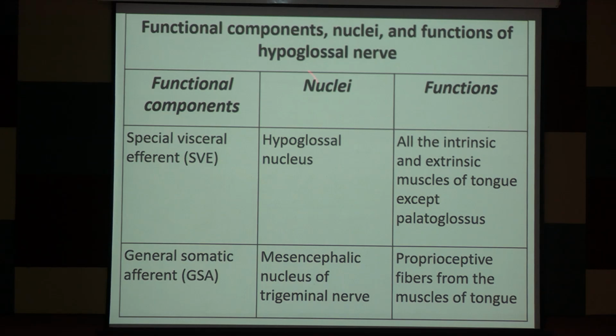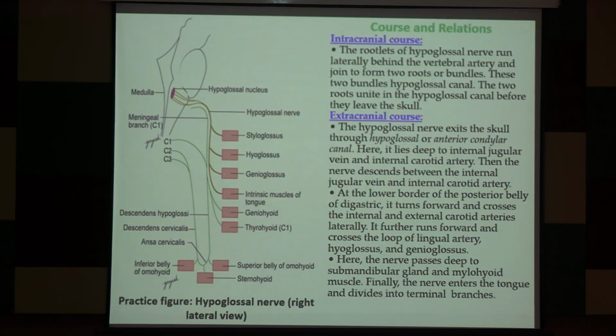So these are the functional components, these are the nuclei, and these are the functions. For the special visceral efferent fibers, the nucleus is the hypoglossal nucleus, and it supplies all the intrinsic and extrinsic muscles of the tongue except the palatoglossus. For the general somatic afferent fibers, the nucleus is the mesencephalic nucleus of the trigeminal nerve, and it carries the proprioceptive fibers from the muscles of the tongue. So this chart you should remember.